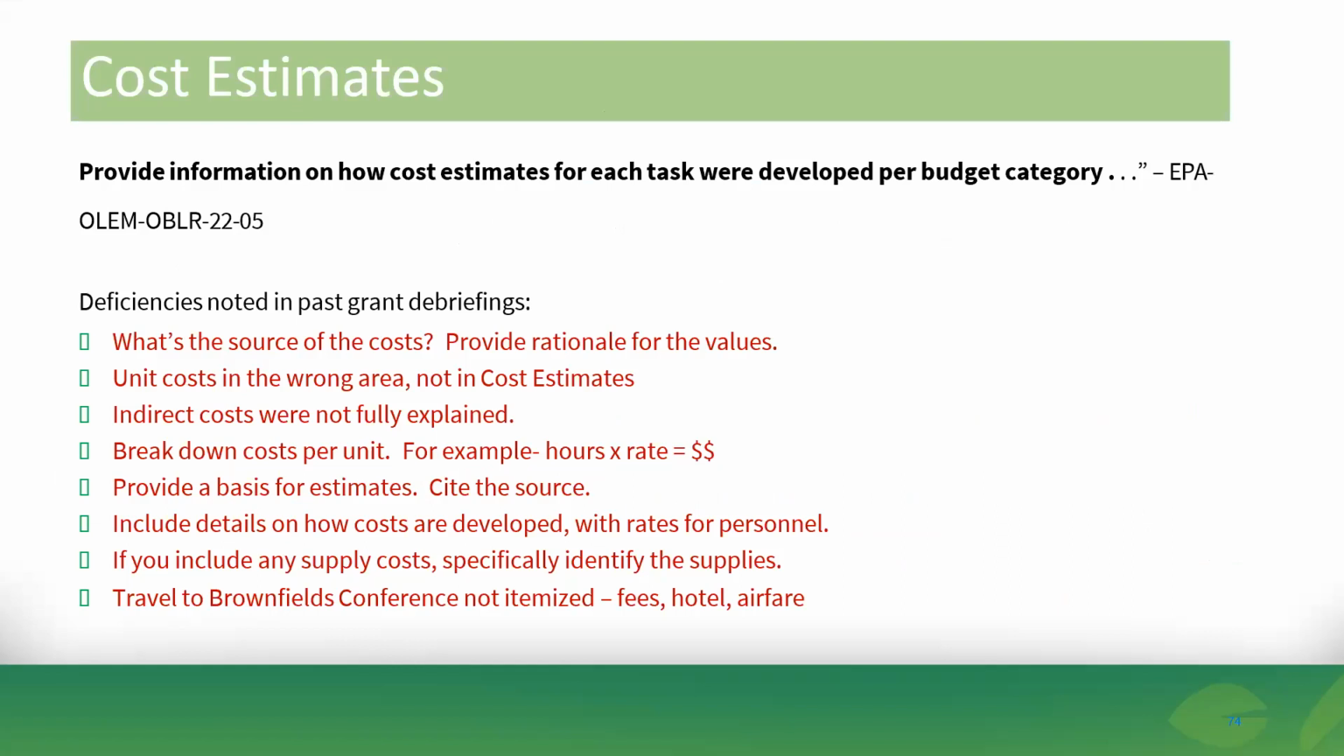So here are cost estimates. This is important too. What's the source of the cost? Rationale for the cost, unit cost in the wrong area, not in cost. I will say this is one place where I've fallen down a couple times and caught the error myself, but I started having other people, not even in the same department necessarily, check all my numbers throughout the grant. Like if I say I'm doing 15 phase ones, and then in the budget I say I'm doing 16, that can be confusing. So double check your numbers.